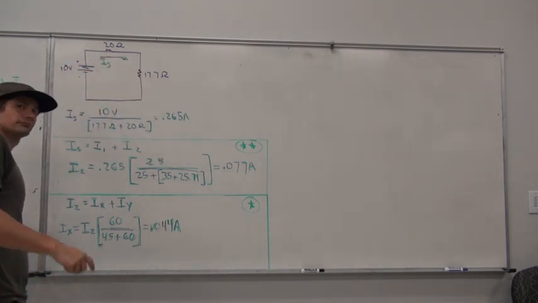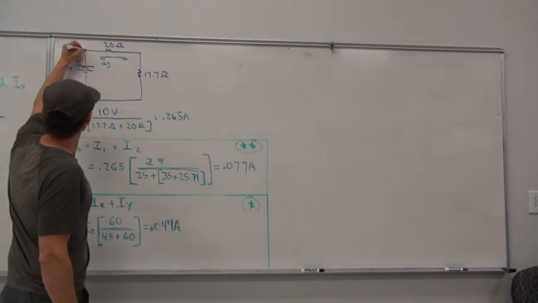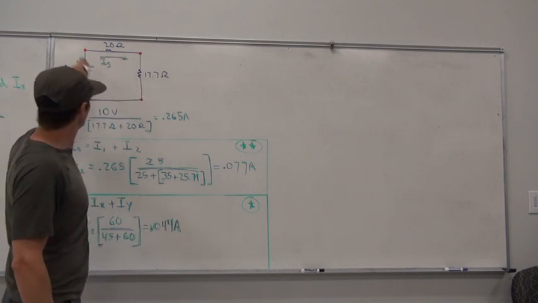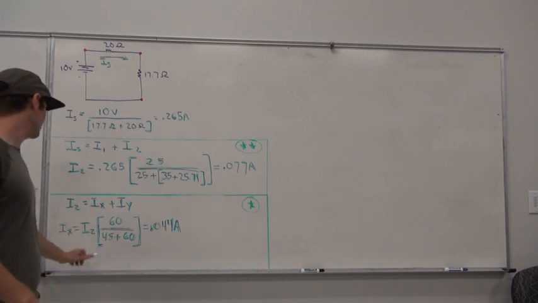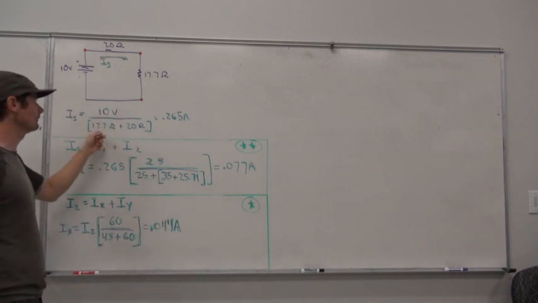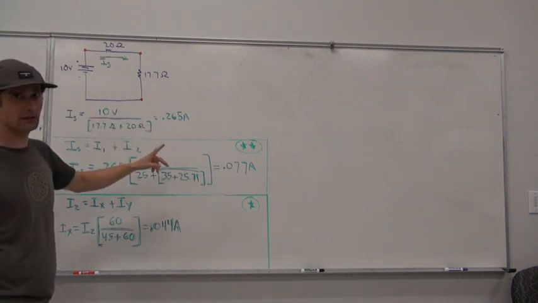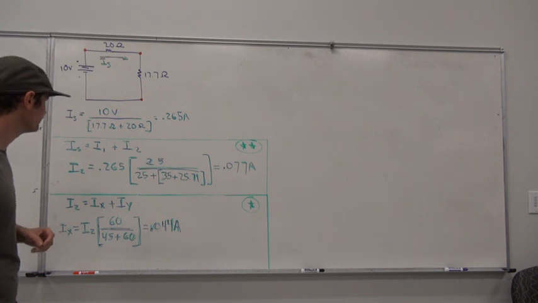Oh, no, you probably shouldn't believe me on that. Let's take the nodes, right? Let's look at them. Oh, got the nodes right there. Yep. They're all in series for sure. So IS is just equal to 10 volts divided by 17.7 plus 20 ohms. The source current coming out of that 10 volt source is 0.265 amps.